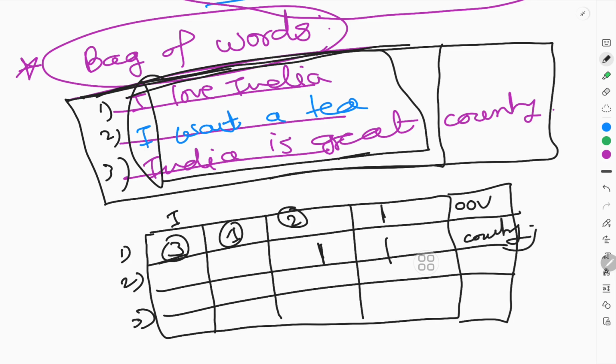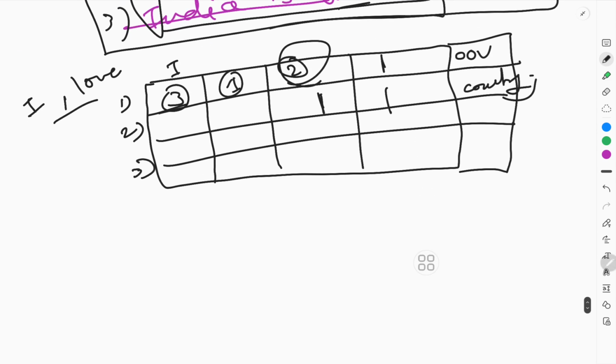So bag of words is very simple, but it has a lot of drawbacks. But for a simple creation of a model, or for simple word embeddings, you can definitely use it. So this is bag of words. Based on the count of frequencies, the word which is repeated the most number of times is given more emphasis. So here I becomes more important, then love becomes next, and the words which have lower frequency become less important. Those are the drawbacks of bag of words.